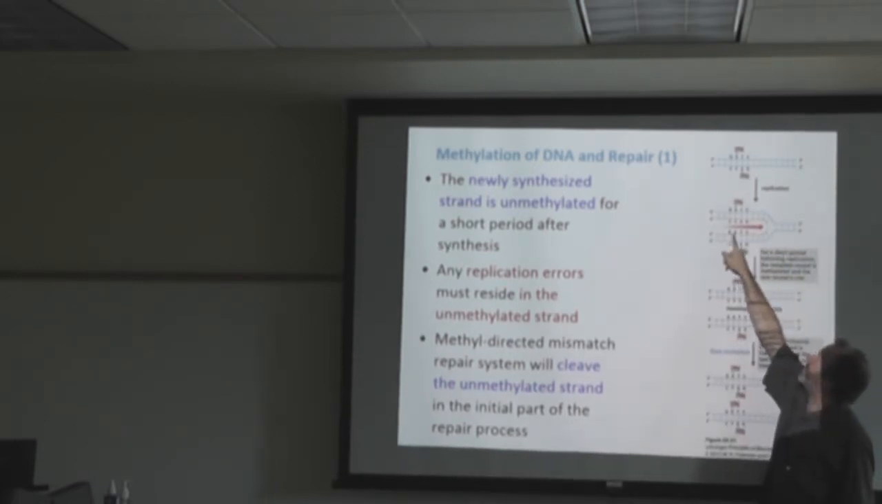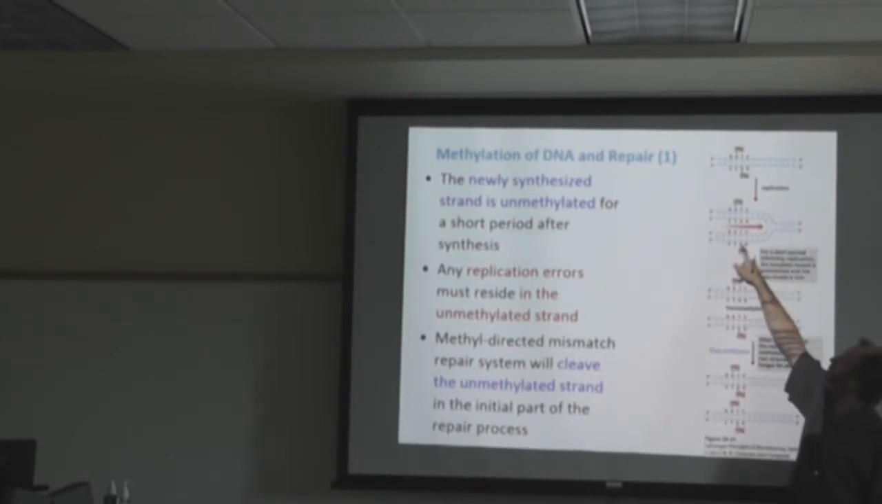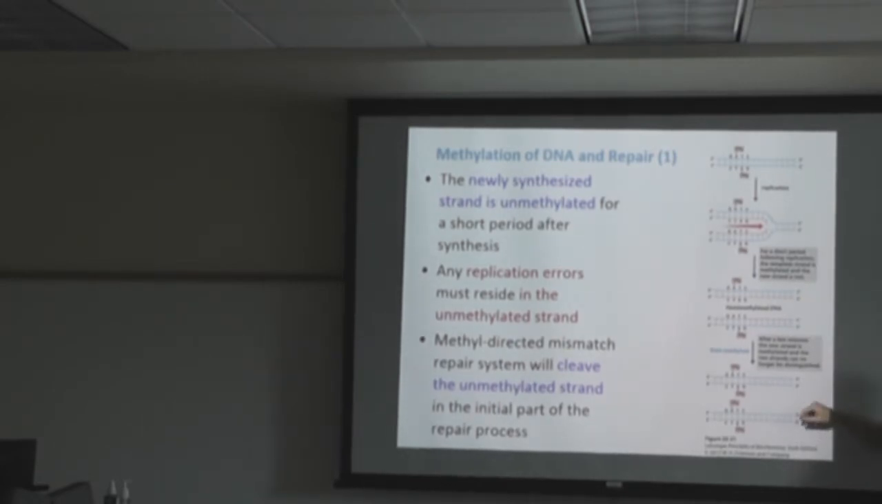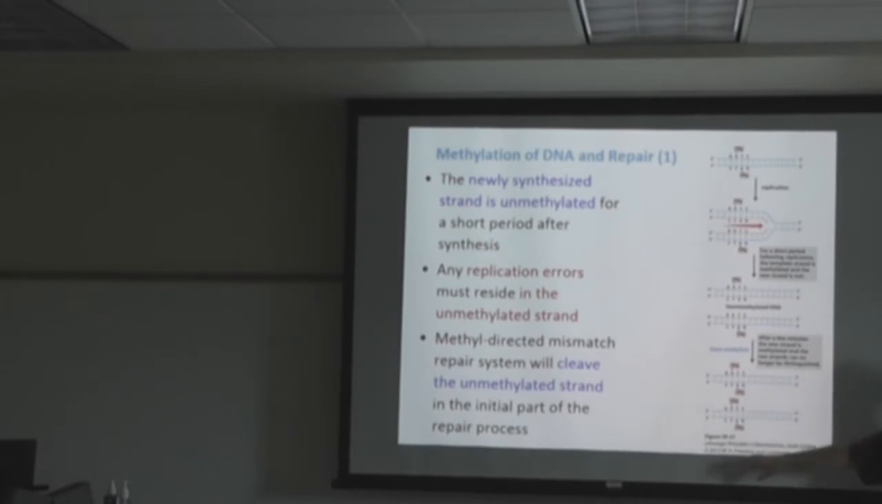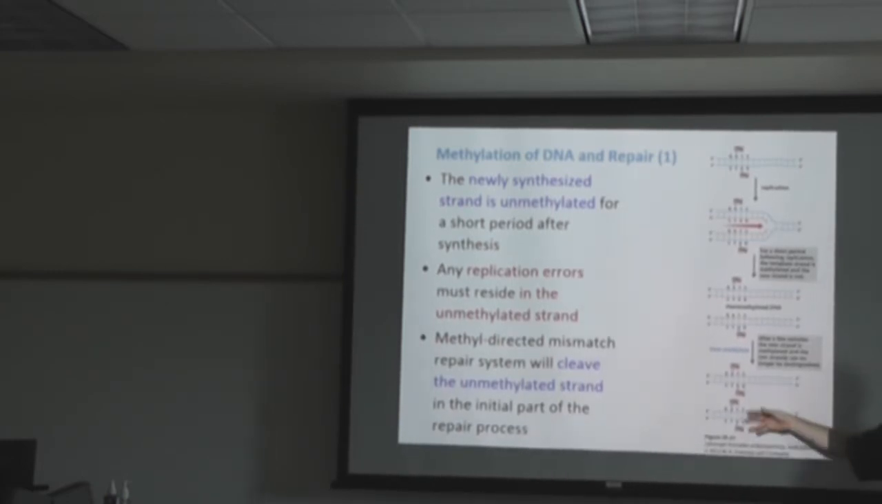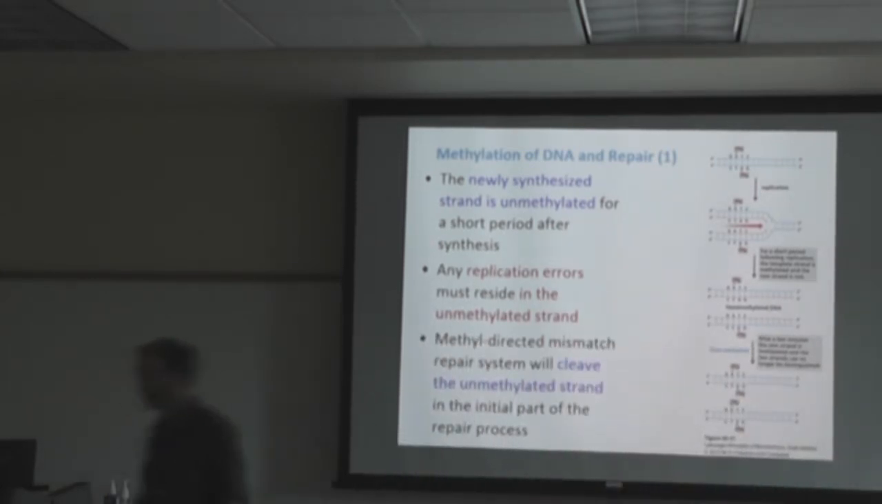The daughter strand doesn't have the methyl groups, whereas the parent strand does have methylation. So you have hemimethylated DNA. After a few minutes, Dam methylase will come in and methylate the new strand. And if there weren't any errors, both strands can then act as a template, and there are no errors there.